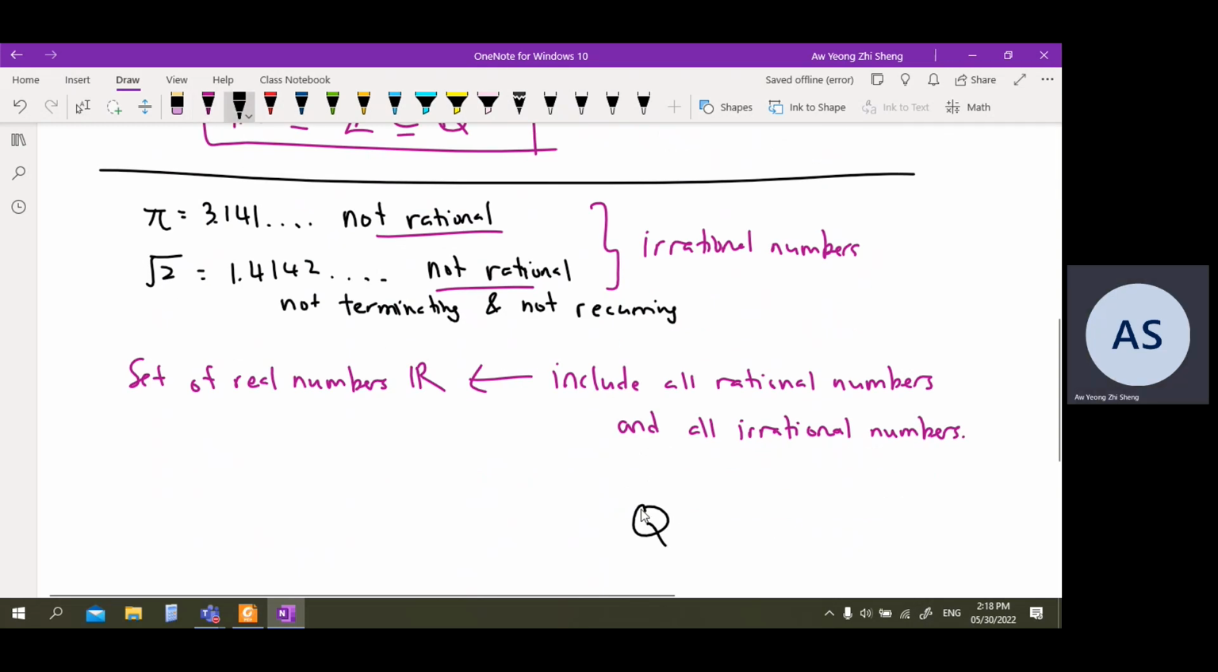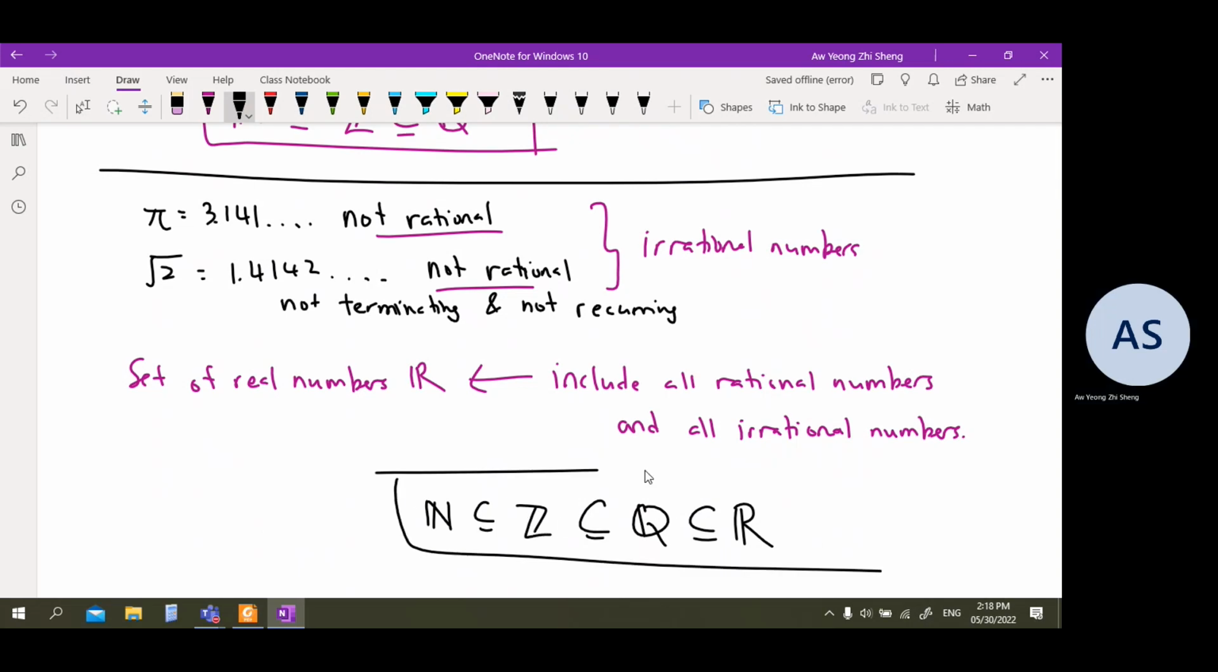Because the set Q, the set of all rational numbers, is contained in the set of real numbers, right now we have a subset relationship involving 4 sets. We have N contained in Z, Z contained in Q, Q contained in R.